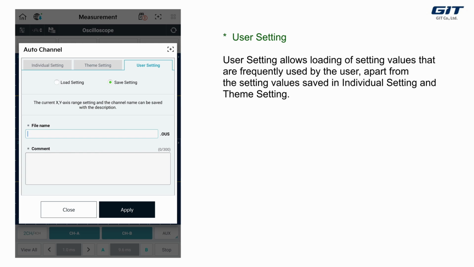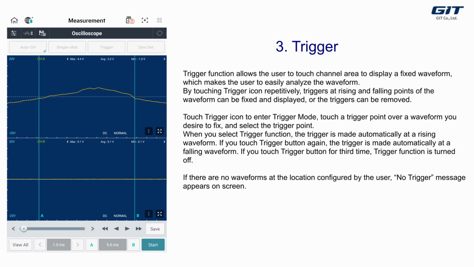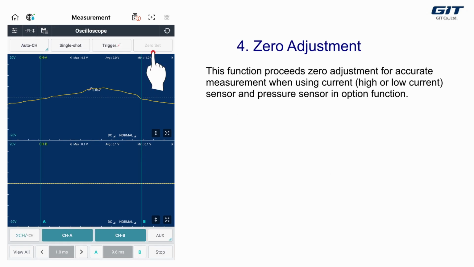Apart from the setting values saved in individual setting and theme setting, the single-shot function automatically stops and indicates the waveform signal if the signal level configured by the user is consistent with the measured signal. The trigger function allows the user to touch the channel area to display a fixed waveform, which makes it easy to analyze the waveform. This function precedes zero adjustment for accurate measurement when using the current sensor, high or low current sensor, and pressure sensor in the option function.